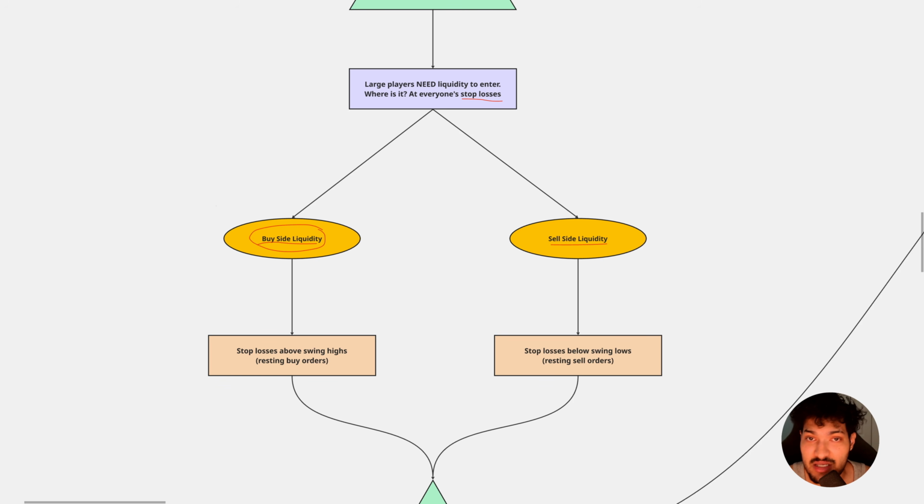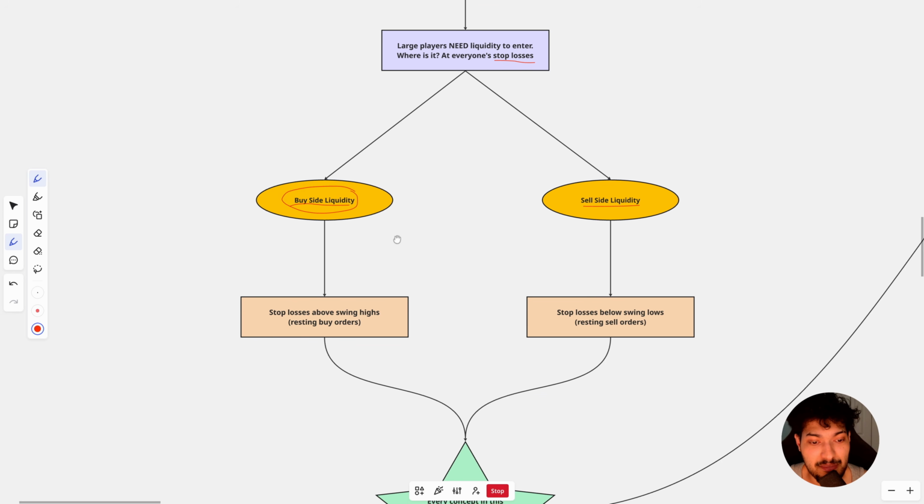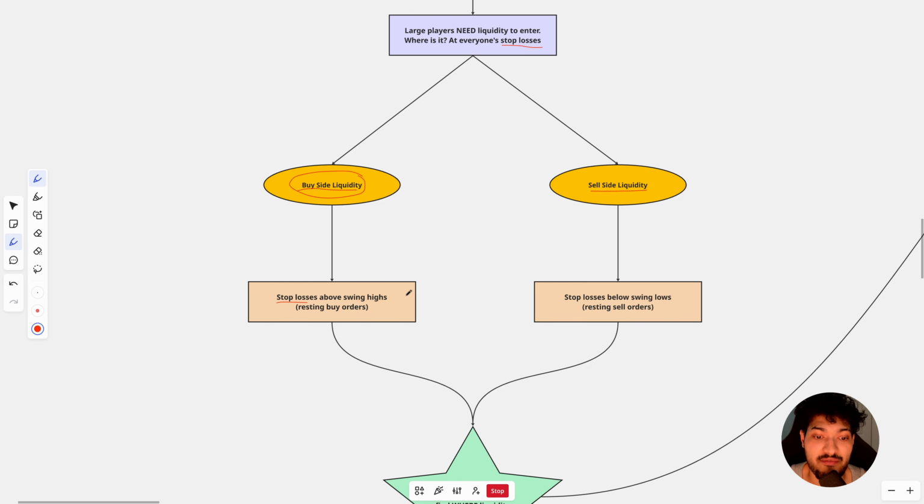We're going to get into a full example, a diagram that I've made for you guys, but it also gets a little bit more complex than this. I'm just trying to show you a rudimentary example, for my beginners out there, to drive home this point. In a later video, we might get into advanced order book dynamics, on how buy stops and sell stops work. But simply put, these are just stop losses resting above swing highs, which are going to be resting buy orders.